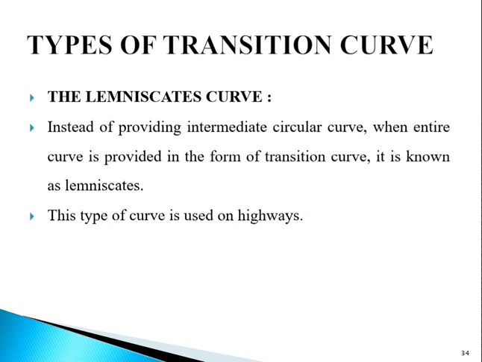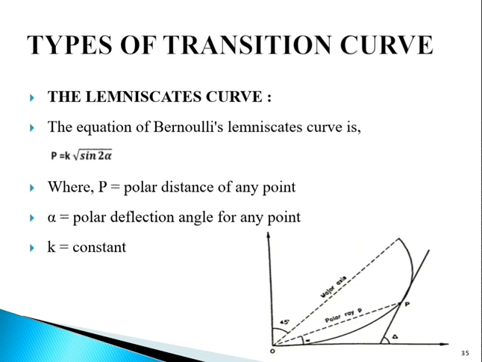And the last one is the Lemniscate curve. Instead of providing an intermediate circular curve, when the entire curve is provided in the form of a transition curve, it is known as a Lemniscate. This type of curve is used mainly on highways. Let us see the equation of Bernoulli's Lemniscate curve. It is given by P is equal to K under root sin 2 alpha, where P is the polar distance of any point, alpha is the polar deflection angle for any point, and K is a constant. You can see its formation in the image at the bottom.